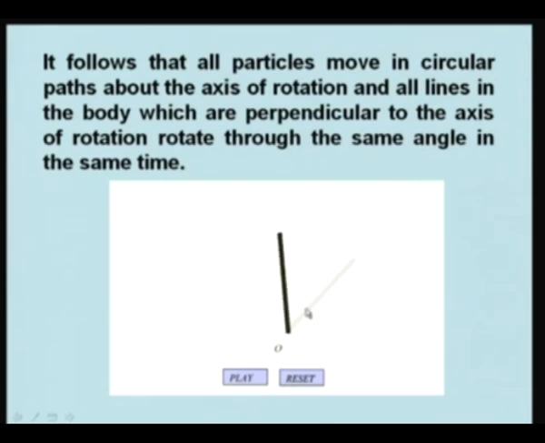Here it is rotating. Now, all the particles are moving in a circular path. Also, all the particles which are in this line have rotated by theta. That means this line, if we consider this line, this is theta, this is also through the same angle in the same time.